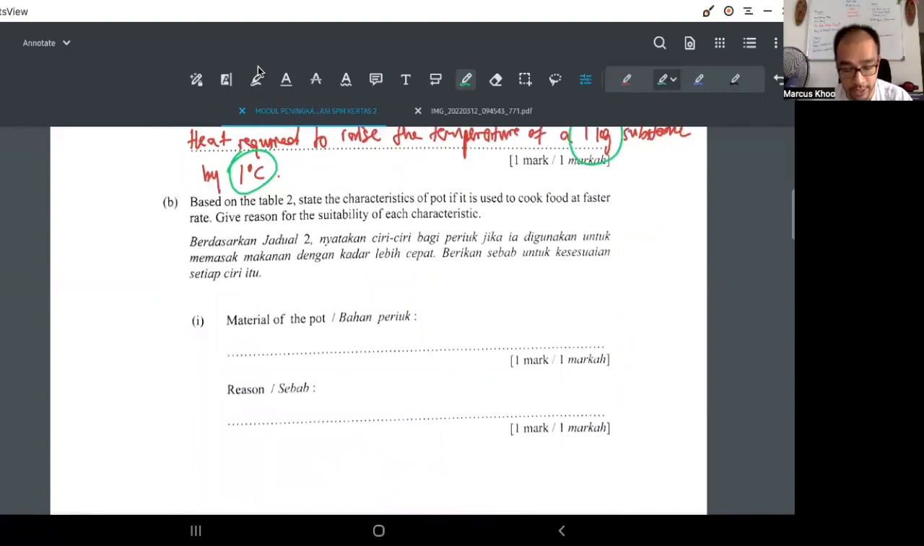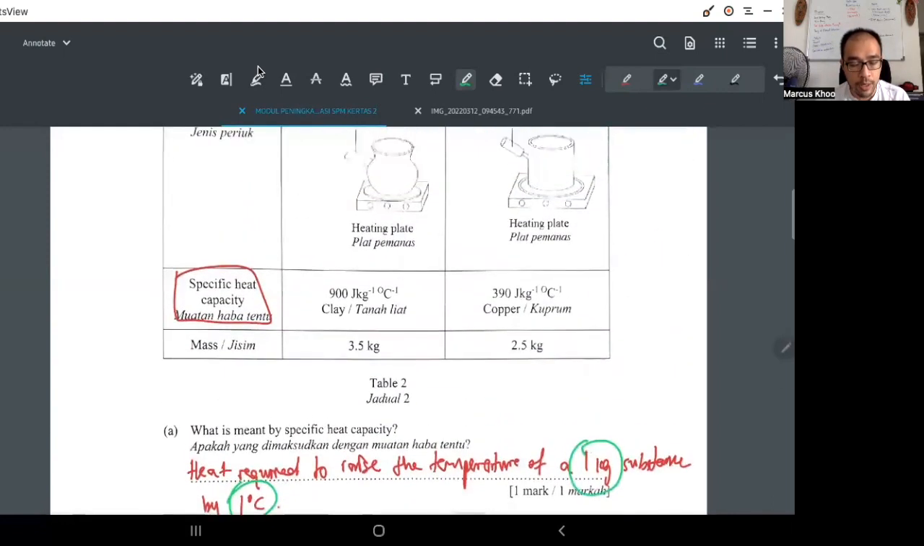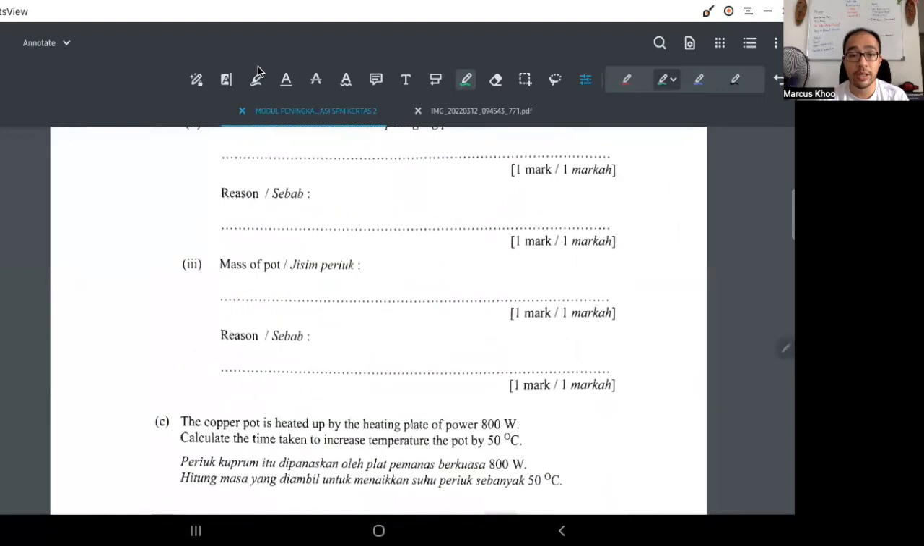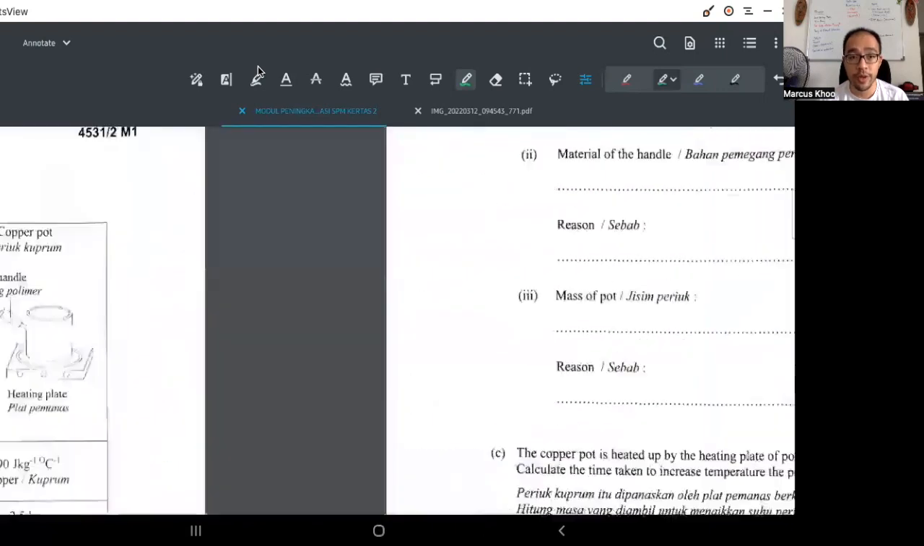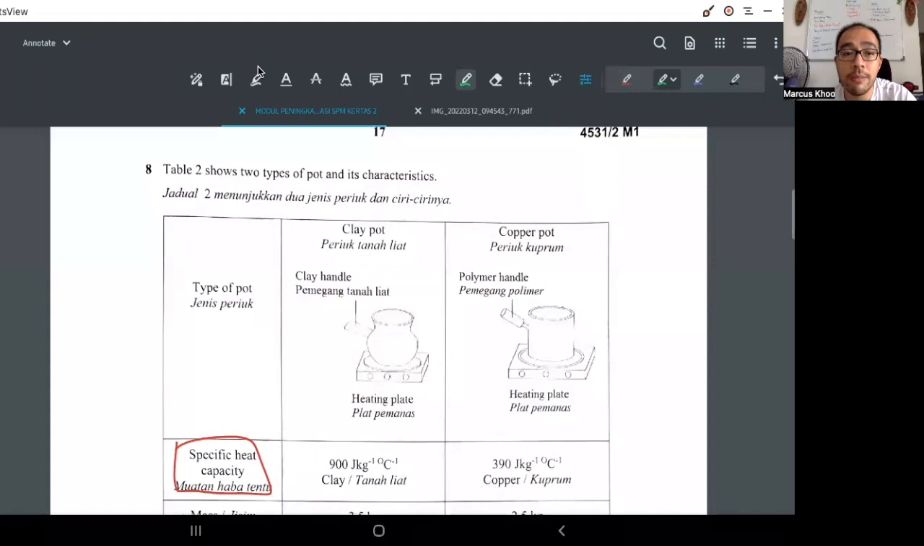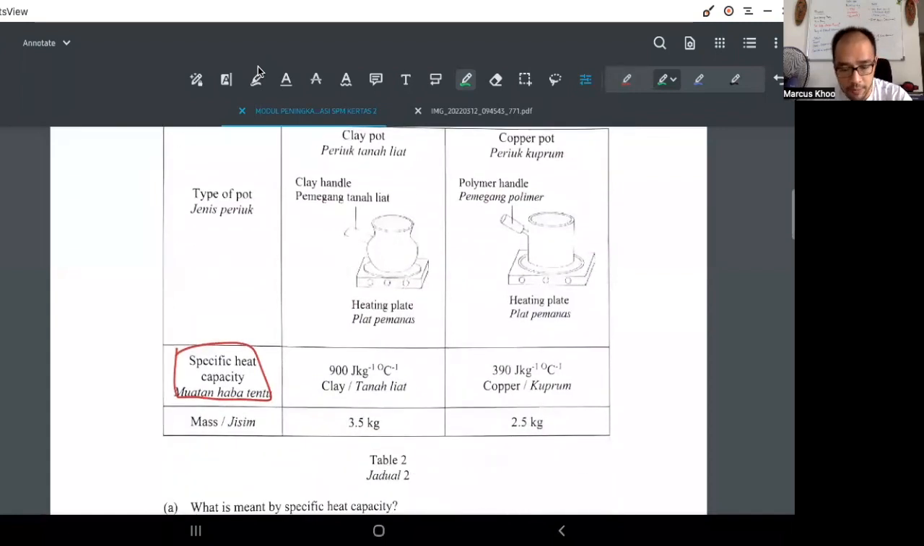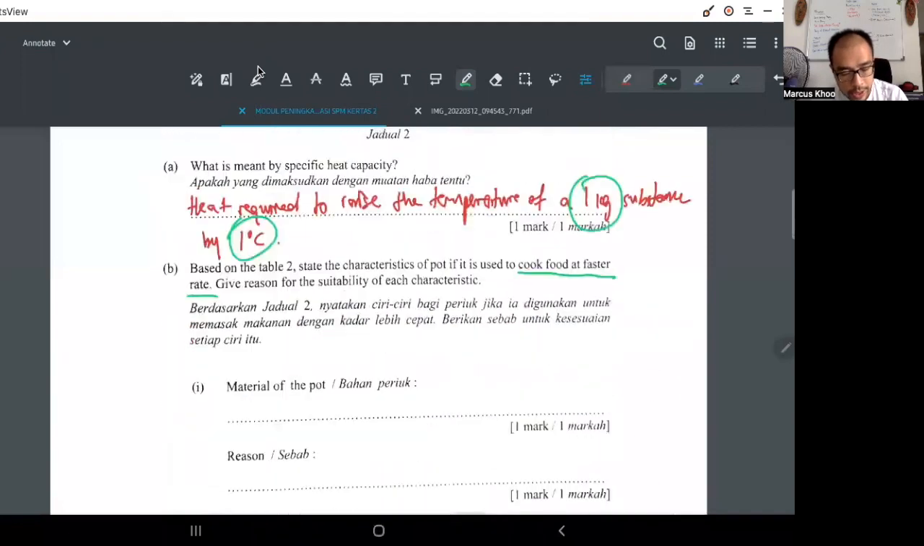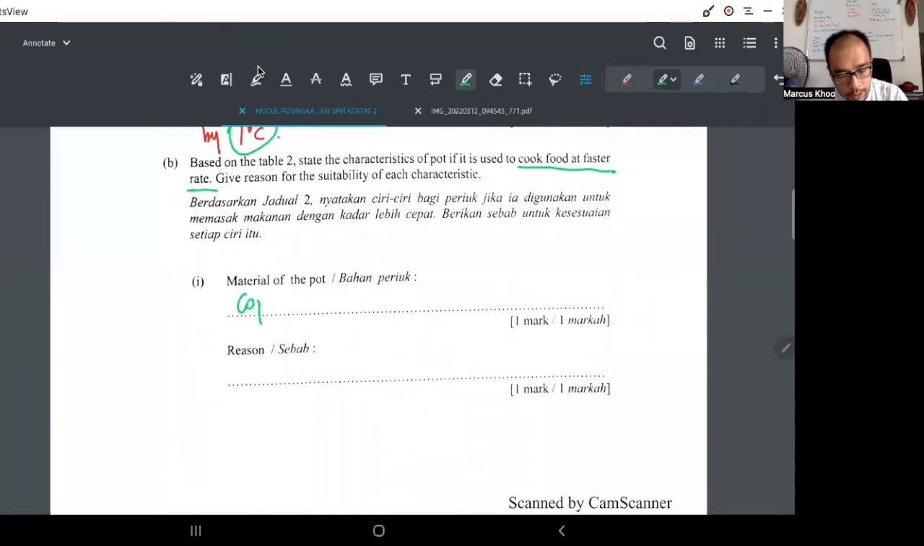Okay, so based on table 2, state the characteristics of the pot if it is used to cook food at faster rate. So we want to use the pot to cook food at faster rate. So the material of the pot, so this is very interesting. It's like you're supposed to be given a choice, but you don't really have to. Okay, so the material of the pot, obviously it will be copper lah. Okay, so it will be a copper pot.